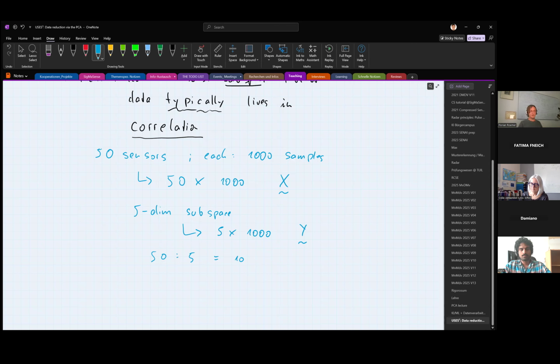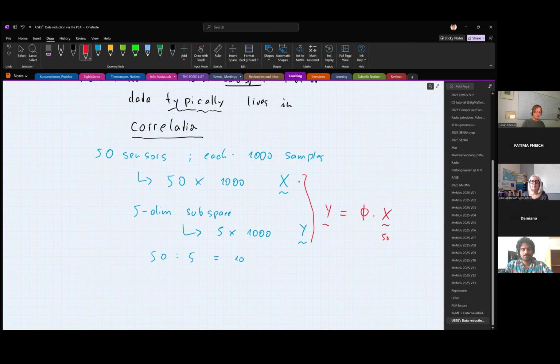And of course, we have many ways of doing such projections. The PCA happens to be one out of all the projections you could do. So if you want to write the math here, basically we have y equal to, let's say, phi times x.